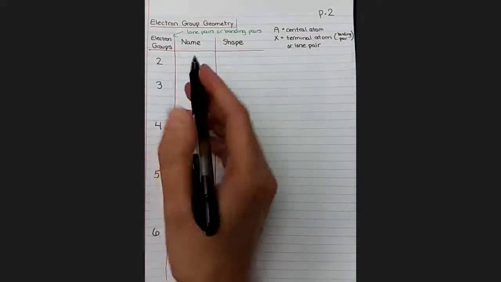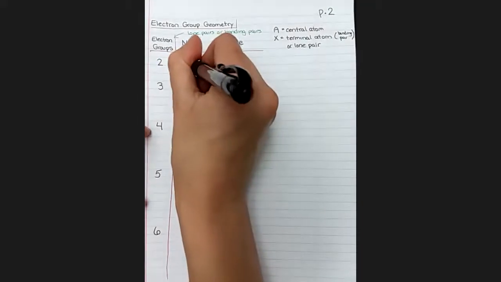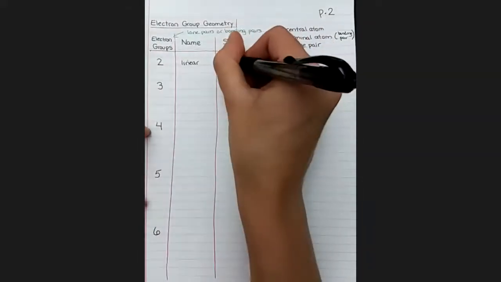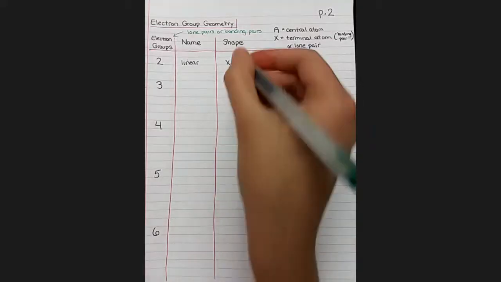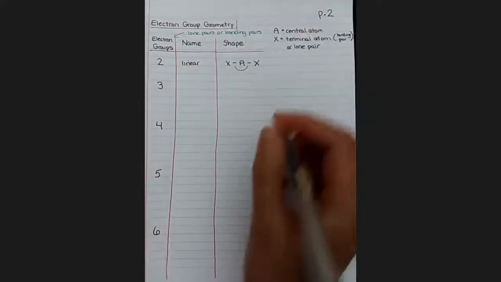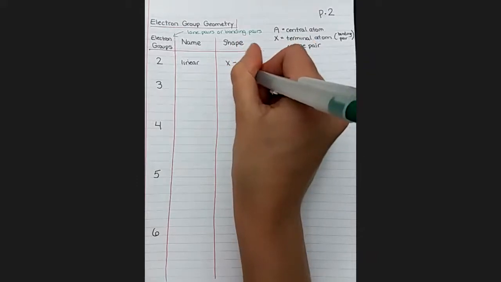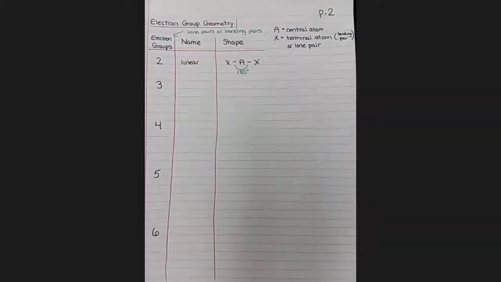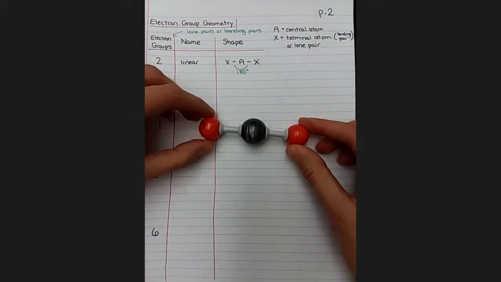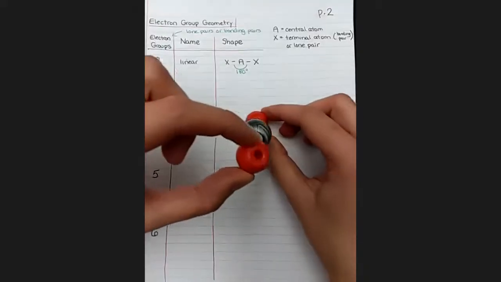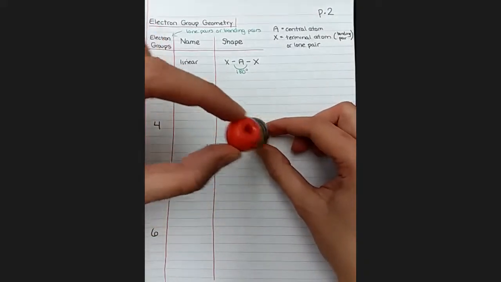When there are 2 electron groups connected to a central atom, we're going to call it linear. And its shape is going to look like this. So the angle between that bond is going to be 180 degrees. So it is a perfectly flat line. And the molecule is going to look something like this. 180 degrees, totally flat. If you turn it on its side, you can see that it's completely flat. Okay, so far so good.